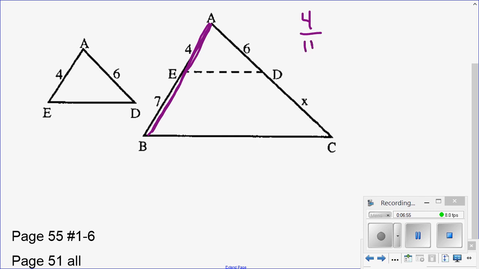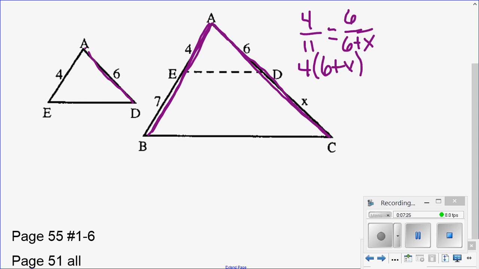which is 11, is equal to, go back to the small triangle, 6 is segment AD, right here, over, I'm going to go back to the large triangle, I want the whole entire side length. So that's going to be 6 plus x. So there's my proportion. Let's cross multiply and solve that. So I have 4 times the quantity 6 plus x is equal to 6 times 11, which is 66. So distribute that 4. 4 times 6 is 24 plus 4 times x, 4x equals 66.